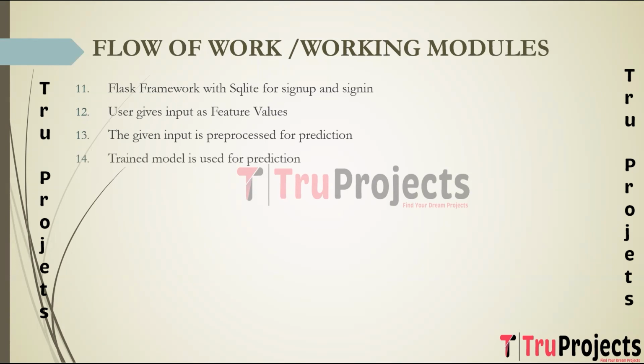Trained model is used for prediction. The pre-processed input is fed into the trained model to make predictions. The model leverages the learned patterns from the training phase to provide an output based on the user's input. Final outcome is displayed through frontend. The predicted outcome is sent back to the frontend and displayed to the user. This is in the form of classification result.